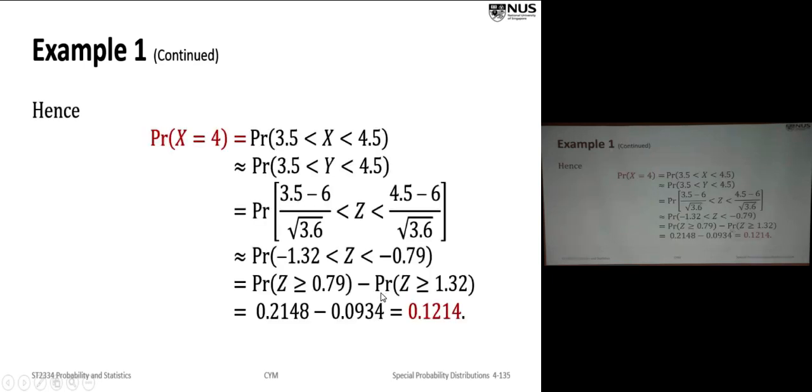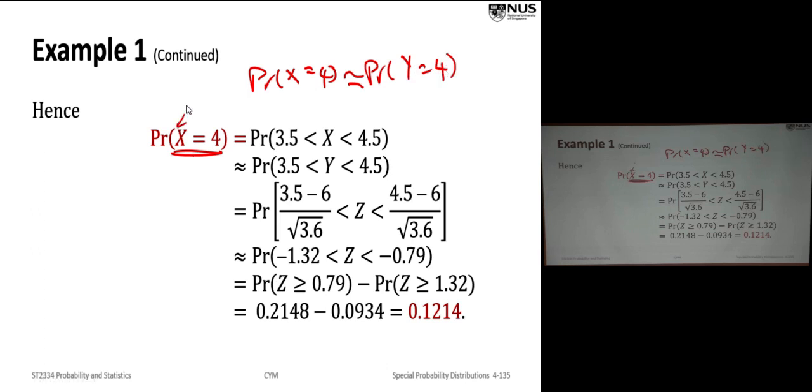Now, this is something that you have to pay attention to. For X equal to 4, you cannot just write X equal to 4 and approximate by the probability of Y equal to 4. What I mean is that X is a discrete random variable, while Y is normal, which is continuous. So at the beginning, we better convert X equal to 4 to X between 3.5 and 4.5. That is called continuity correction.